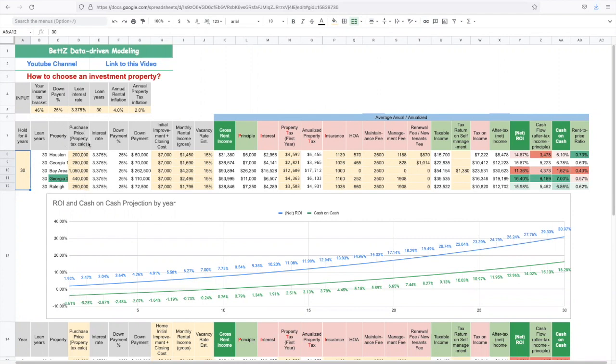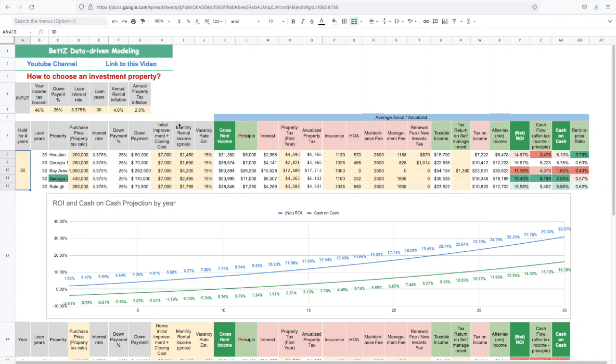The next input is initial improvement plus closing cost. Initial improvement will fully depend on how good or bad the house condition is. If you buy a really bad condition house with a cheaper price and put a chunk of money to improve before renting it out, you need to input the data here to see if that makes sense. Usually that's your initial cost because you cannot get loans from the bank. Closing cost is usually 1%, as I mentioned in my previous video.